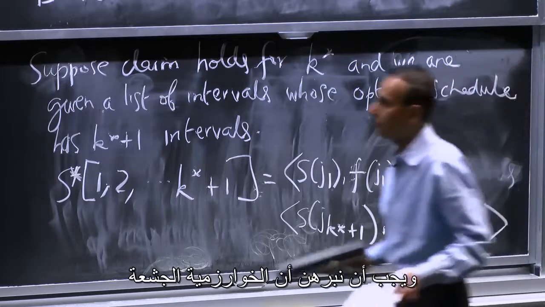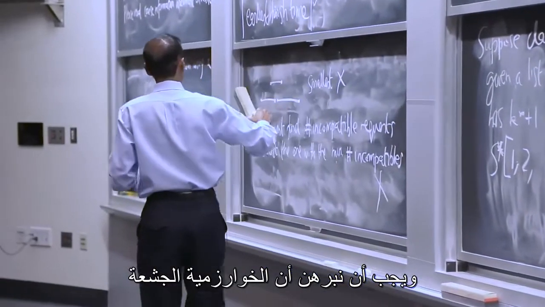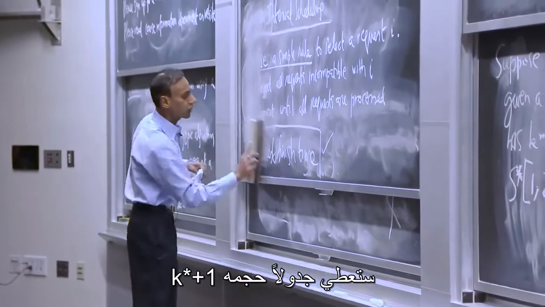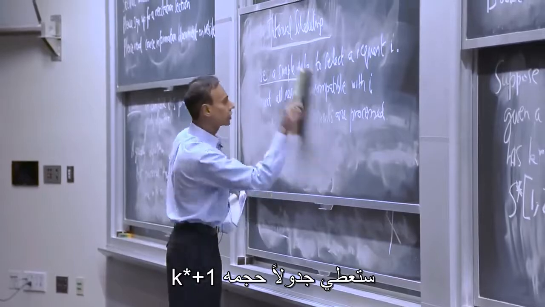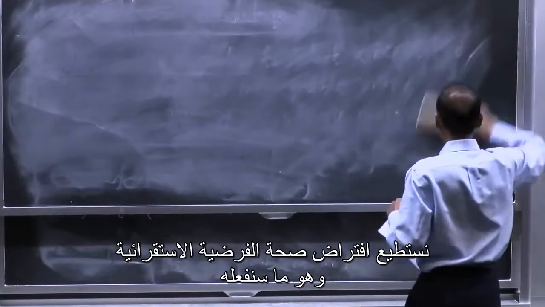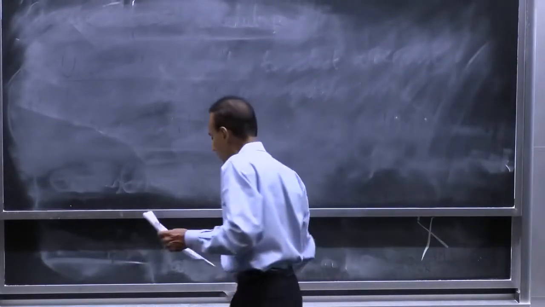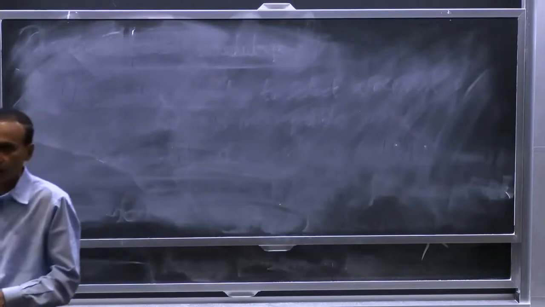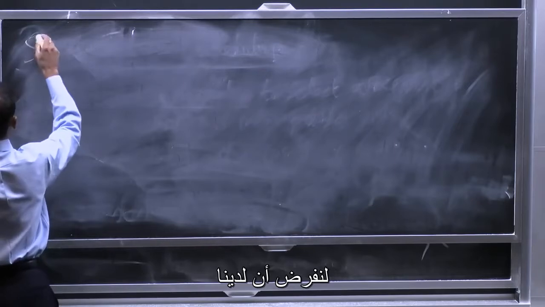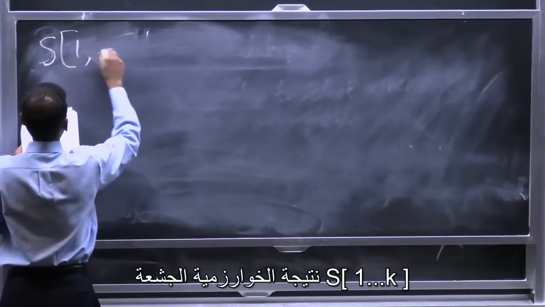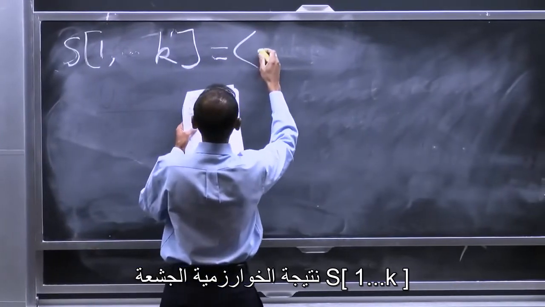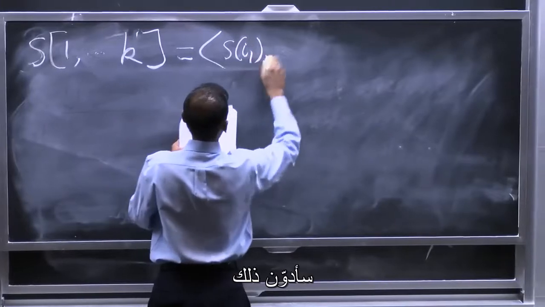That's what we have in terms of what the optimal schedule is. Of course, what we have to show is that the greedy algorithm with the earliest finish time is going to produce something that is k star plus 1 in size. And so that's the hard part. We can assume the inductive hypothesis, and we'll have to do that, but there's a couple of steps in between. Right, so let's say that what we have is S1 through K is what the greedy algorithm produces with the earliest finish time. So I'm going to write that down.